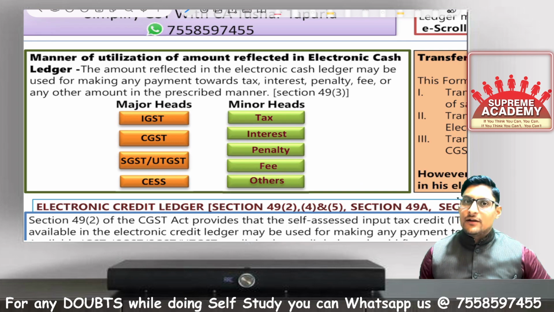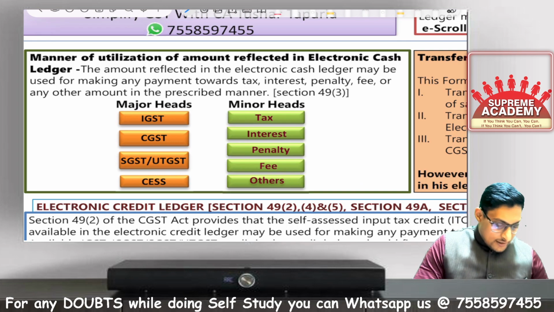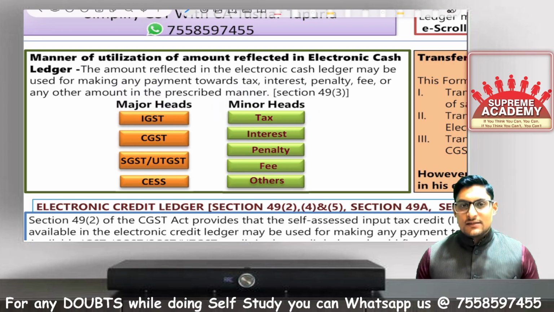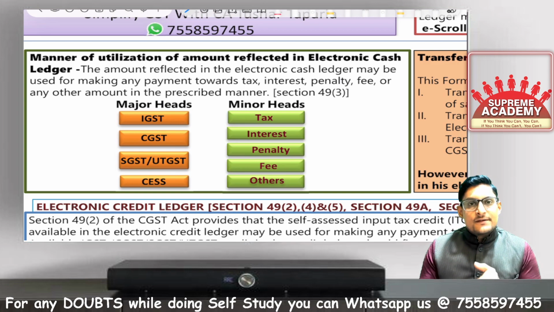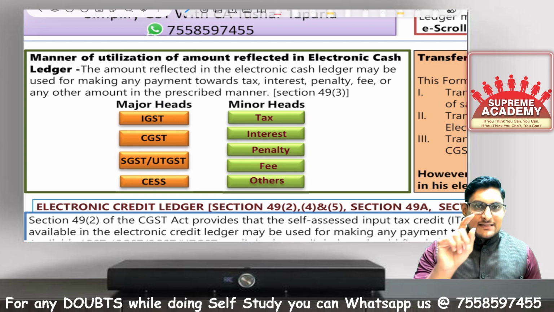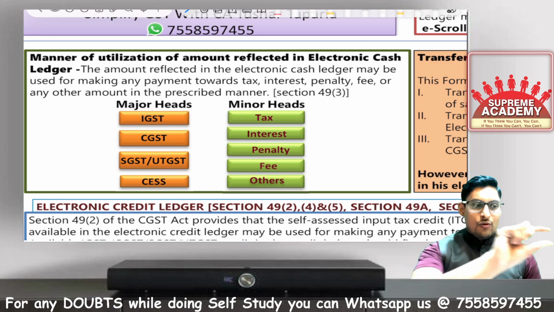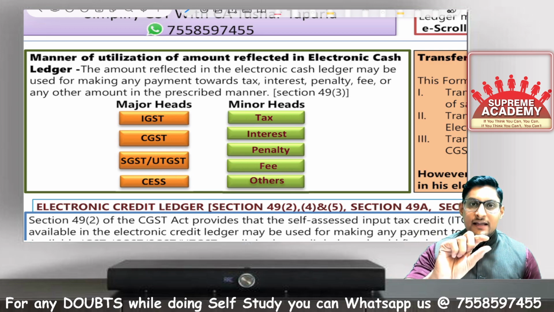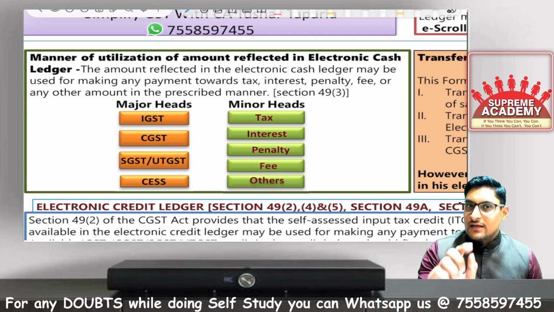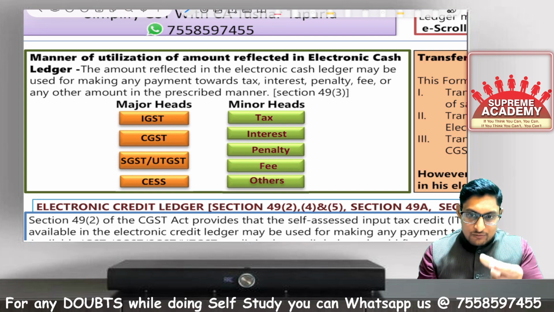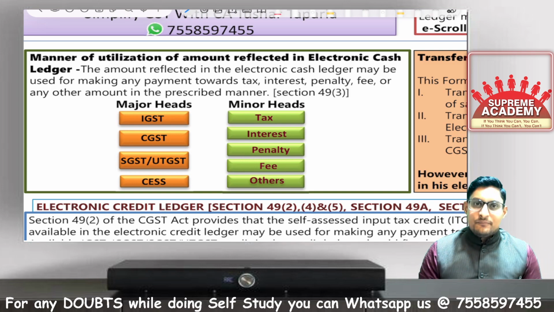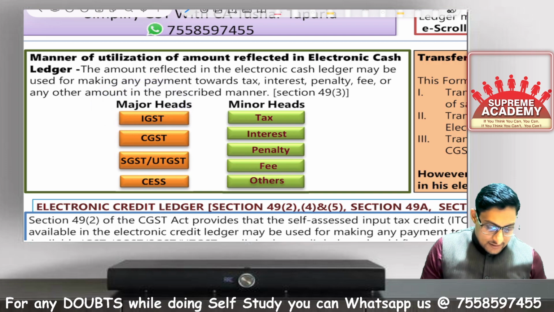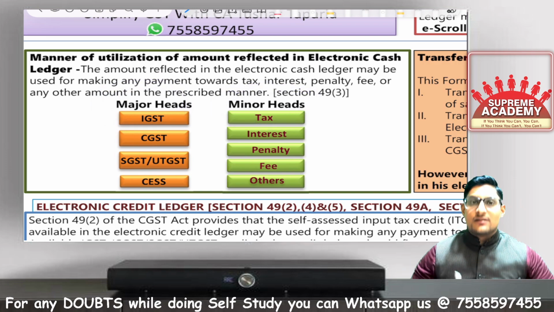Now, how can you make payment using the cash ledger? We are seeing that there are two heads, major head and minor head. I will relate this to a practical example from your life. Whenever you fill a form, there is a topic, say qualification, and under that heading you will have a list. You click on the list, a drop down list comes. Among the drop down list you select something, and as soon as you select, a new drop down list comes. The first drop down list is the major head, and the other one that comes after selecting the major head is the minor head.